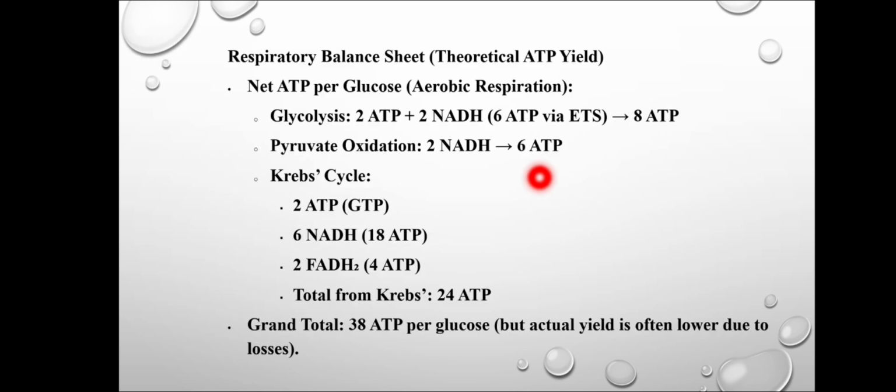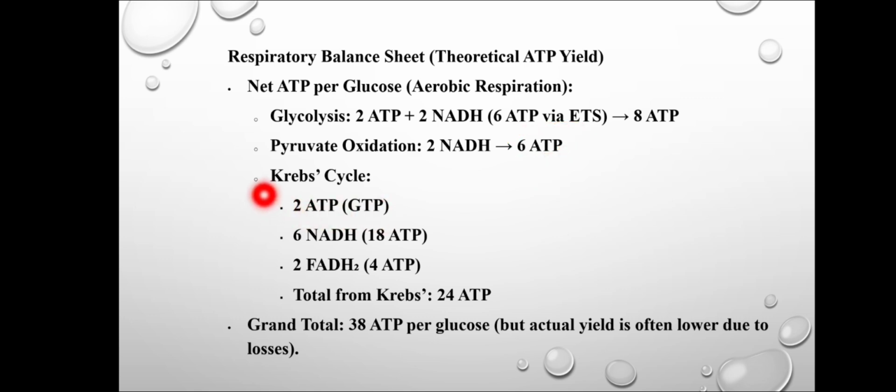So overall, if we summarize the balance sheet, as we have seen earlier, glycolysis will have 2 ATP plus 2 NADH. This NADH through ETS will produce 6 ATP. So total ATP in glycolysis is 8. Remember, in glycolysis 2 ATP is substrate level and 6 ATP is produced through oxidative phosphorylation. Then the next step is pyruvate oxidation, also known as the link reaction or oxidative decarboxylation, which will produce 2 NADH. This step produces 6 ATP.